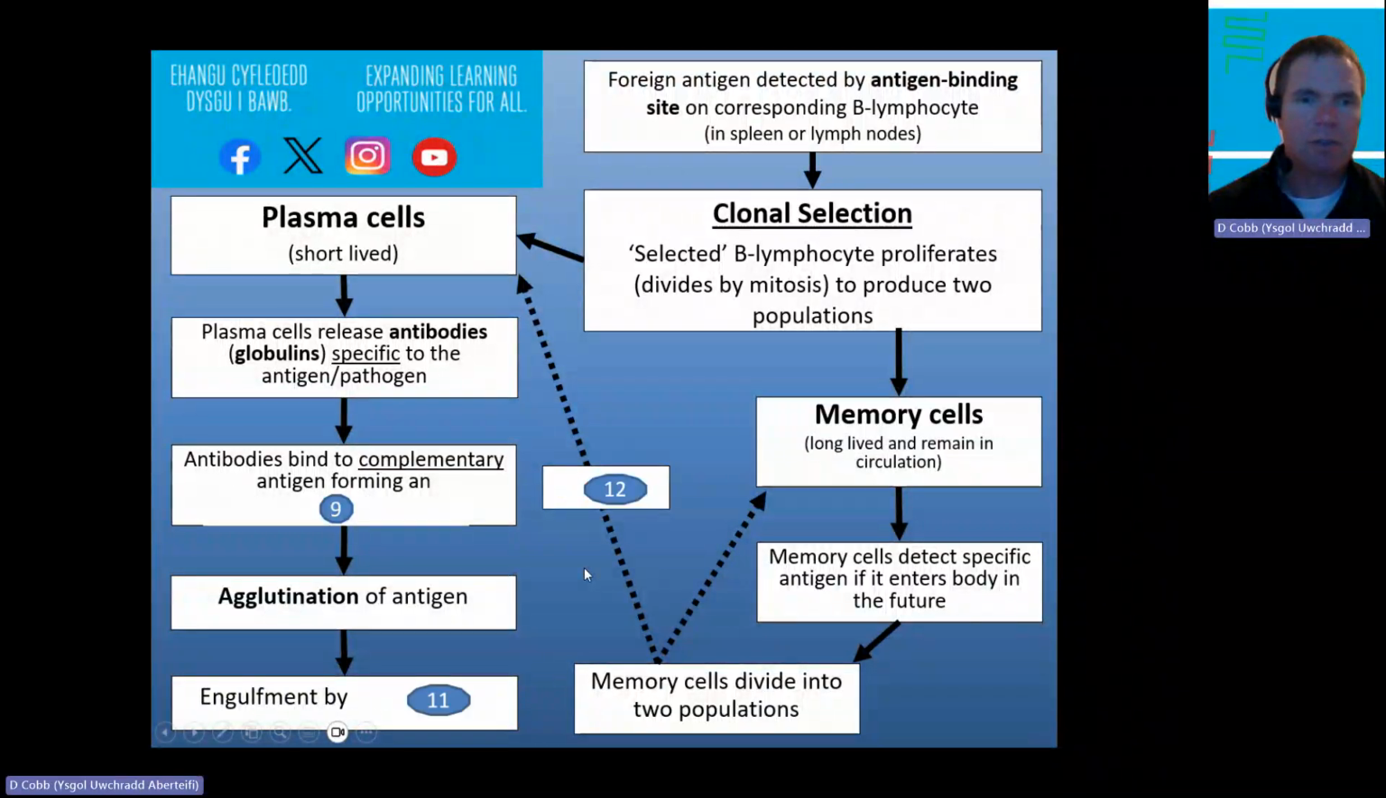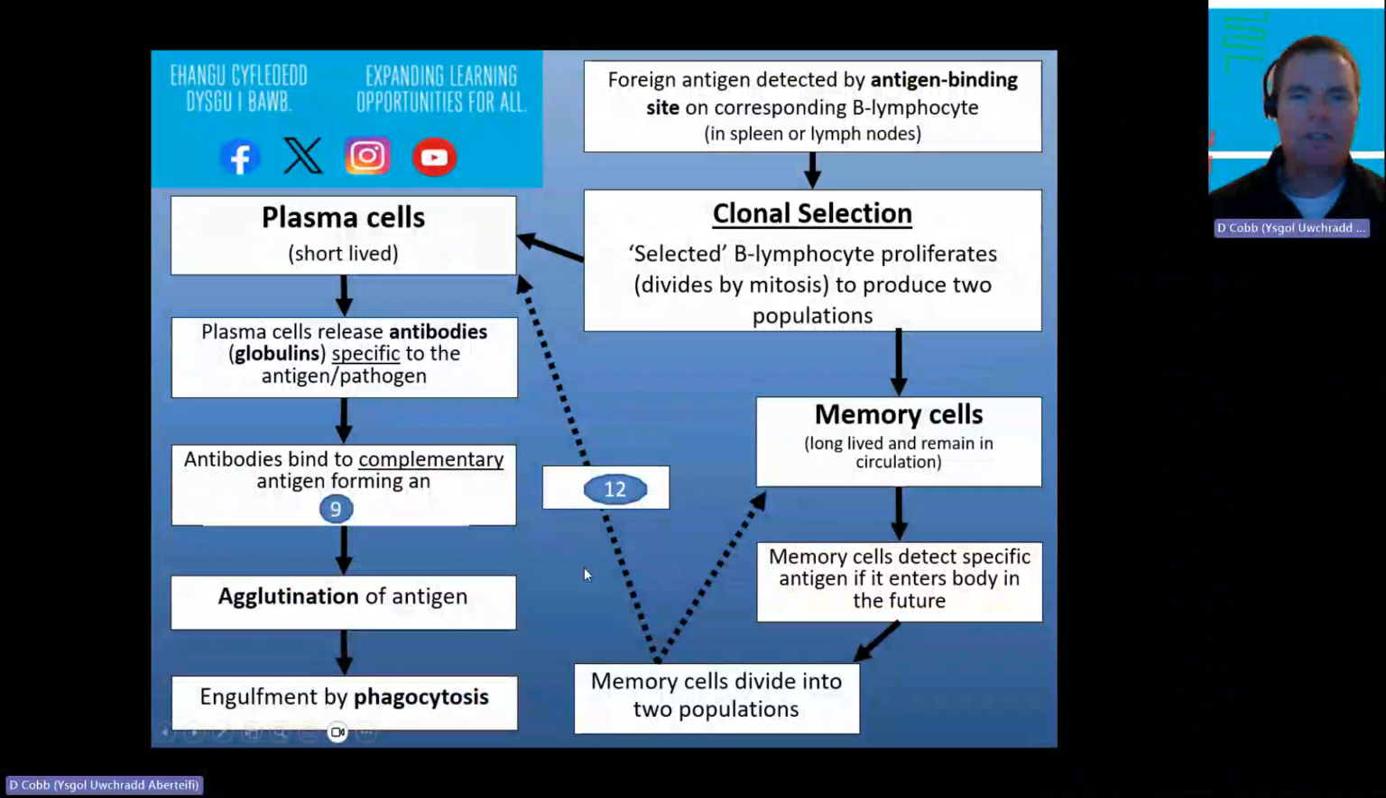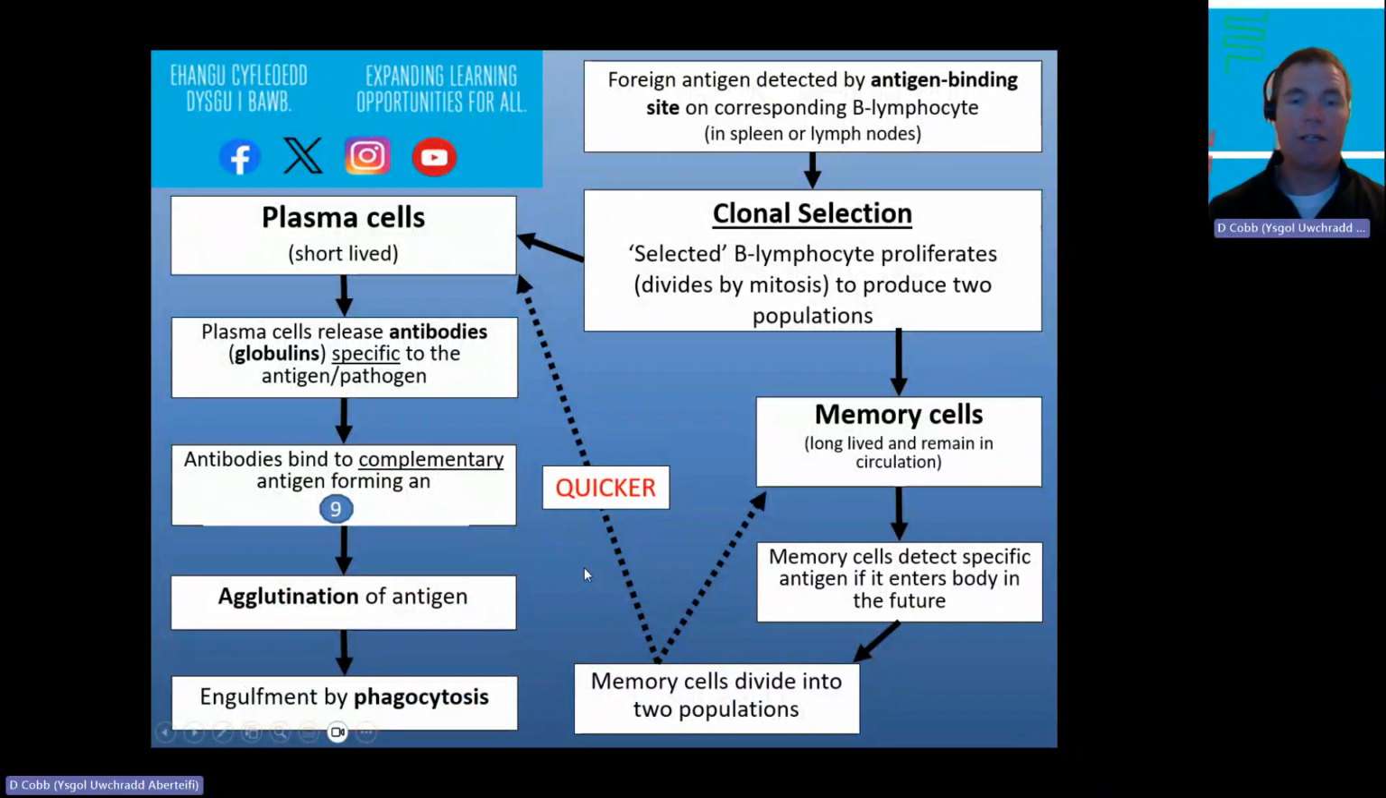And I'll just go back to here to do one at a time. Number 10 is we get agglutination of the antigen. 11 is engulfment by phagocytosis. And 12, this key idea that it's quicker the second time round.